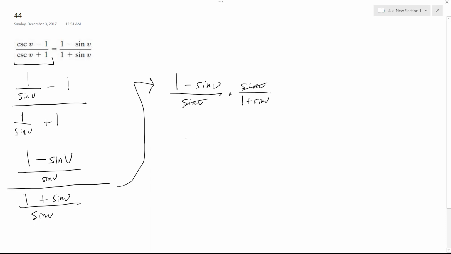Hey, that looks pretty familiar. And if you look, when I combine these, 1 minus sine v over 1 plus sine v. And that's it. That proves that it's equal to what's on the right side.